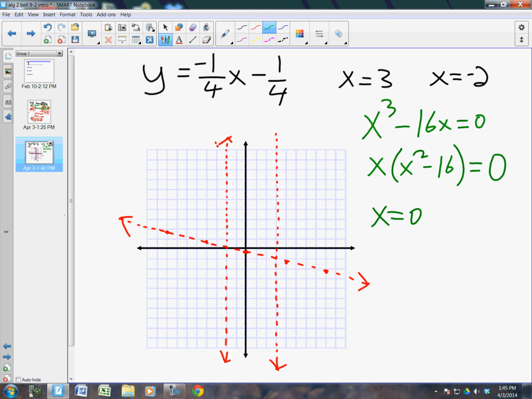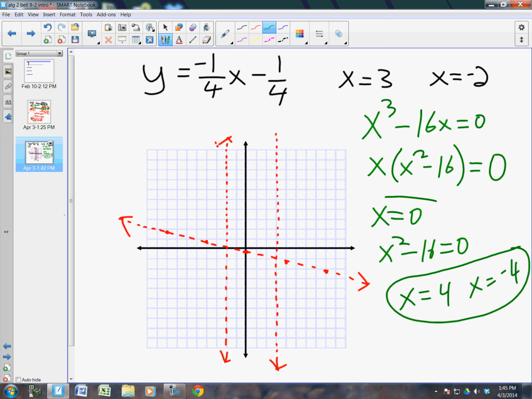X equals 0. X squared minus 16 equals 0. What are these two x-intercepts? X squared minus 16 equals 0. 4 and negative 4, right? So there's those two and that one. There's 3 x-intercepts. So I'm going to mark them on the graph. There's a 1 at 0. That's 0, 0. That's also the y-intercept, so we don't even need to go find the y-intercept, right? 0, 0 is the y-intercept. 4 and negative 4. Those are all the x-intercepts.